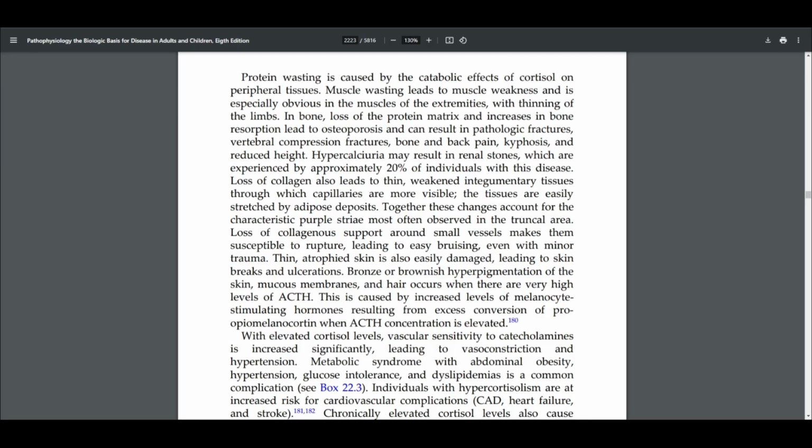Bronze and brownish hyperpigmentation of the skin, mucous membrane, and hair occurs when there are very high levels of ACTH. This is caused by increased levels of melanocyte-stimulating hormone resulting from excess conversion of pro-opiomelanocortin, and ACTH concentration is elevated.